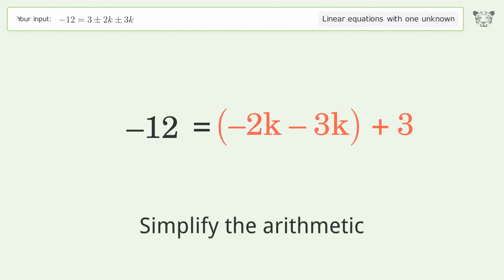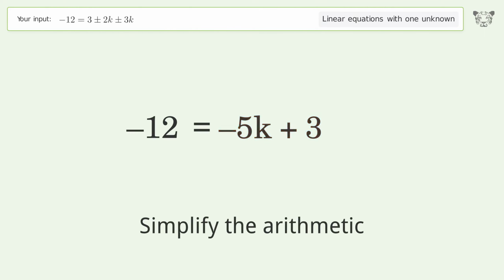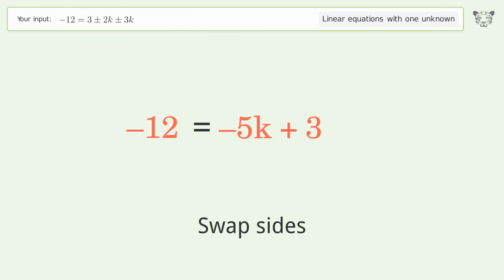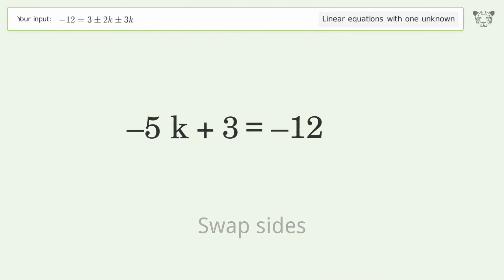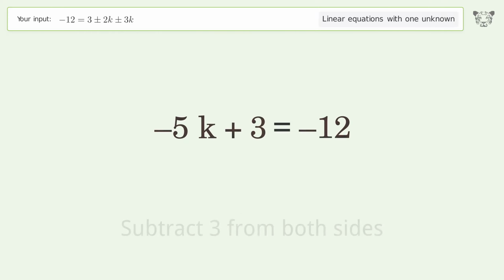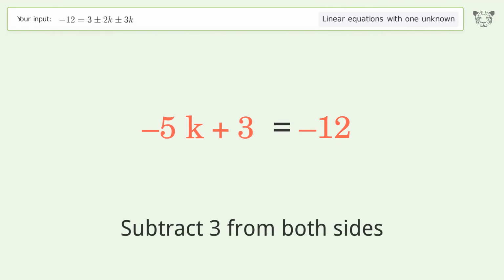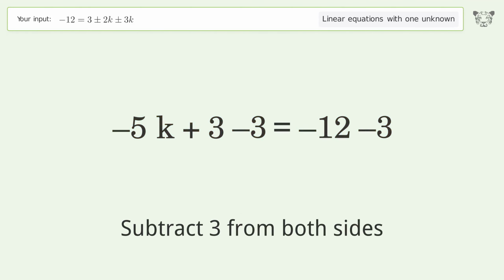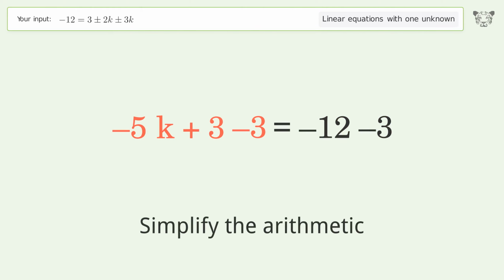Simplify the arithmetic. Swap sides. Group all constants on the right side of the equation. Subtract 3 from both sides. Simplify the arithmetic.